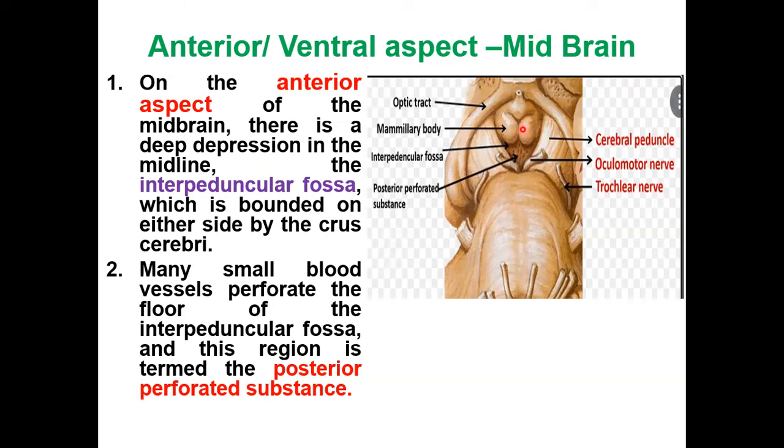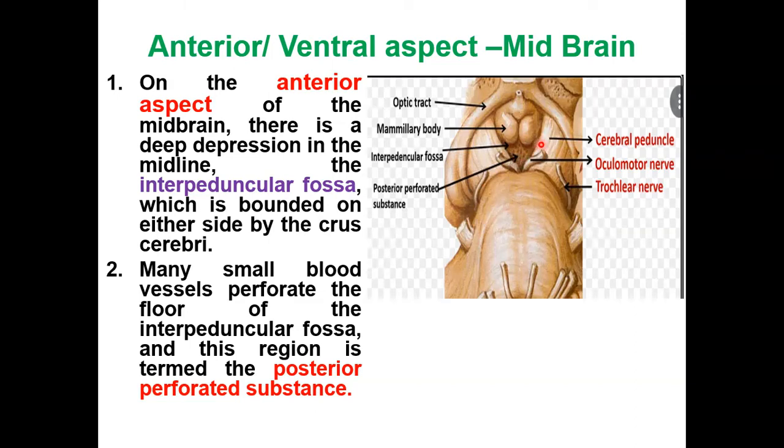So this is the ventral surface of the midbrain. Many small blood vessels perforate this floor, which gives rise to the posterior perforated substance. Why is it perforated? Because many small blood vessels perforate the floor of this interpeduncular fossa. So what are the contents of the interpeduncular fossa? Very important question. Infundibulum, two mammillary bodies, and the posterior perforated substance.